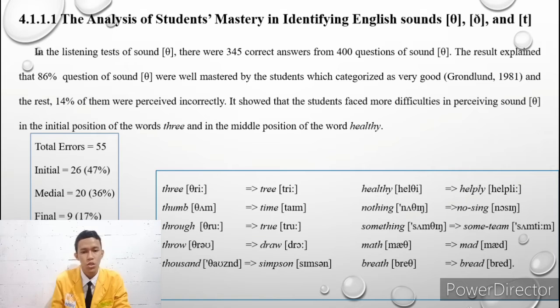For the errors, the students tend to hear the word three as three, thumb as time, through as true, throw as true, thousand as Simpson, healthy as helpfully, nothing as nothing, something as something, math as mad, and then breath as bread.